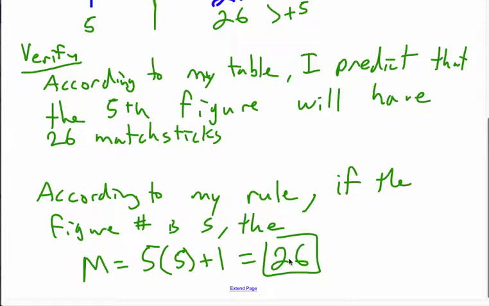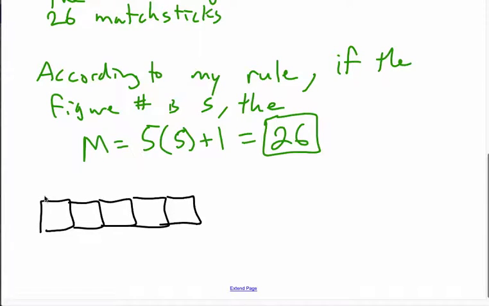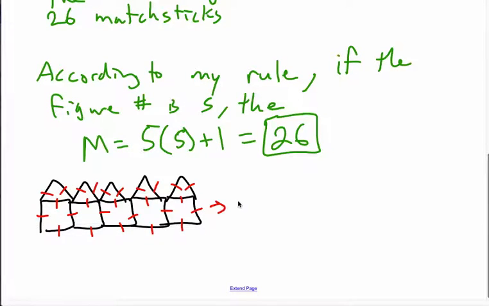Okay, so this is not quite good enough for verification yet. We want to actually draw the 5th diagram and verify that you do get 26 matchsticks. So I'll draw the 5th one, so I need 5 squares here, 5 triangles. Okay, I'm going to count 1, 2, 3, 4, 5, 6, 7, 8, 9, 10, 11, 12, 13, 14, 15, 16, 17, 18, 19, 20, 21, 22, 23, 24, 25, 26. Okay, so there's 26 matchsticks.